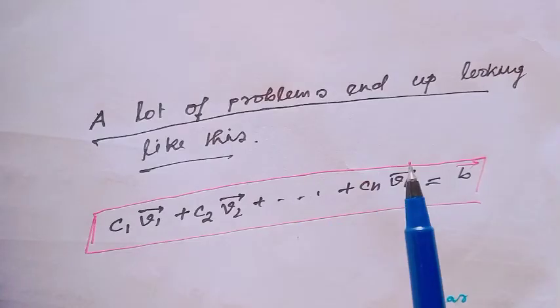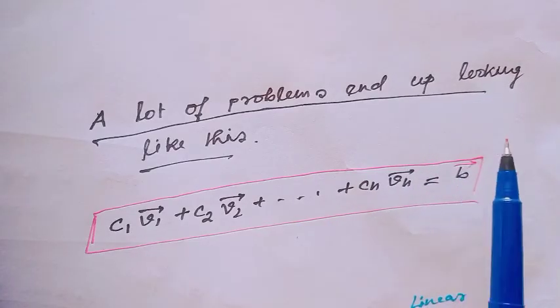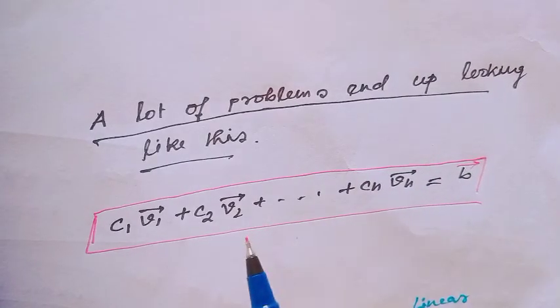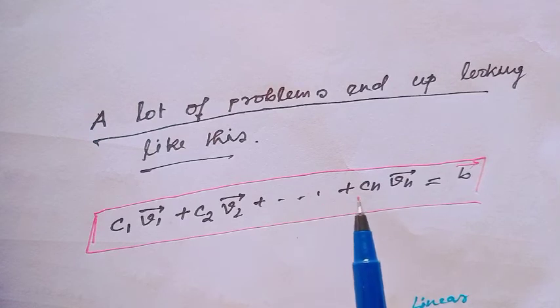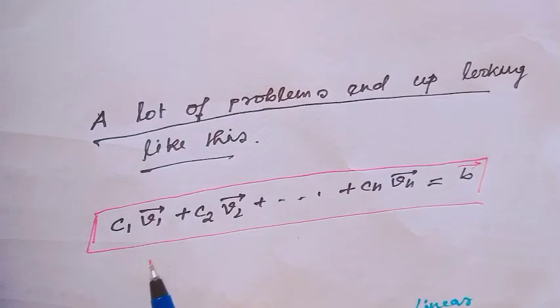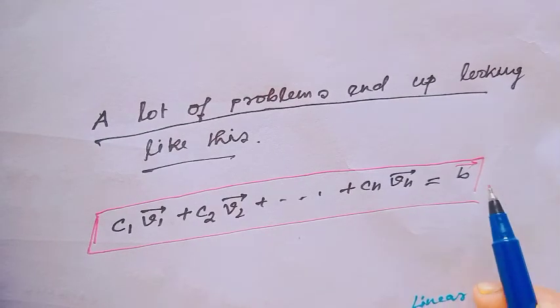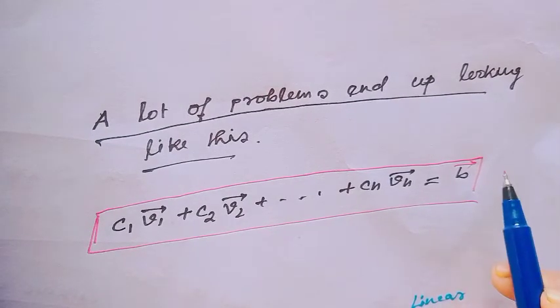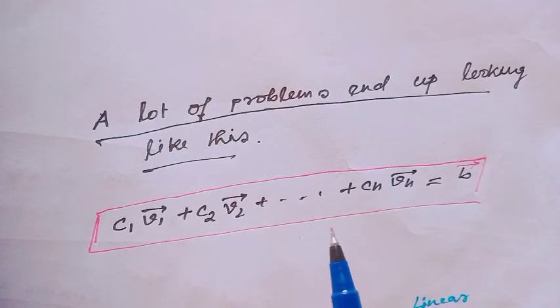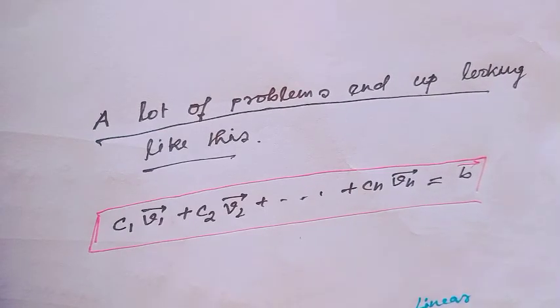A lot of problems end up looking like this. You have a bunch of vectors v1, v2, up to vn. Now scale them and add them. Then you will always get a new vector v. And matrix multiplication is actually of such type.